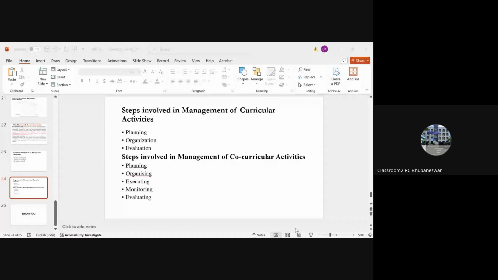Okay. So there are 3 steps of managing curricular activity. One is planning. First of all, goals and objectives are to be set up.